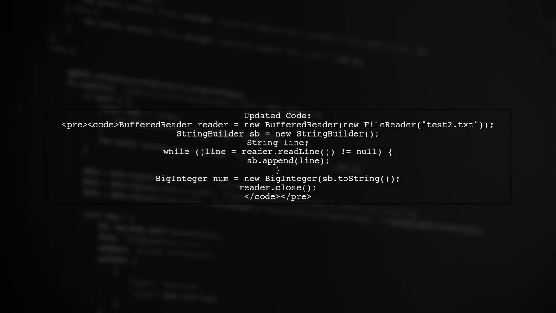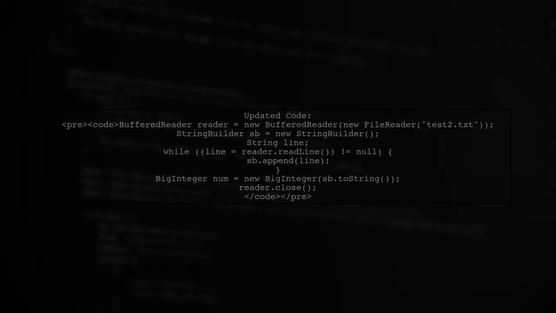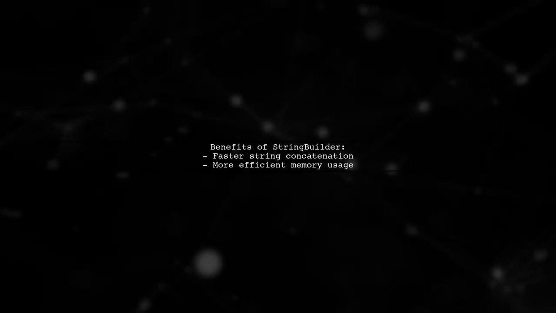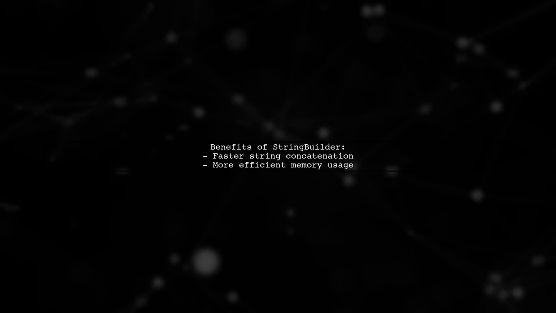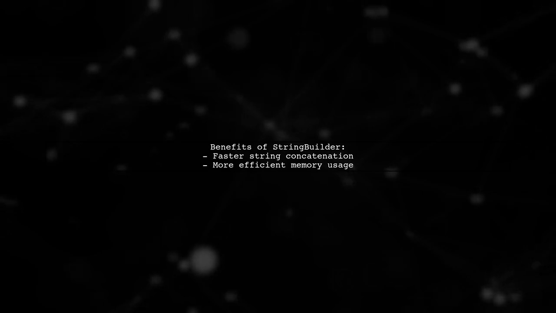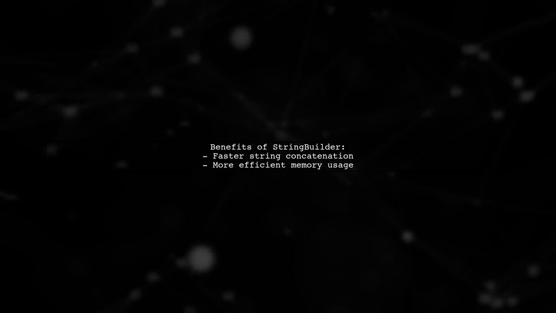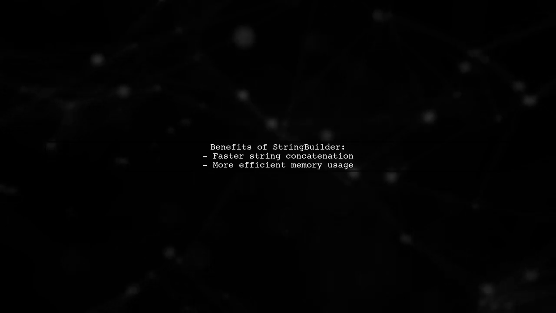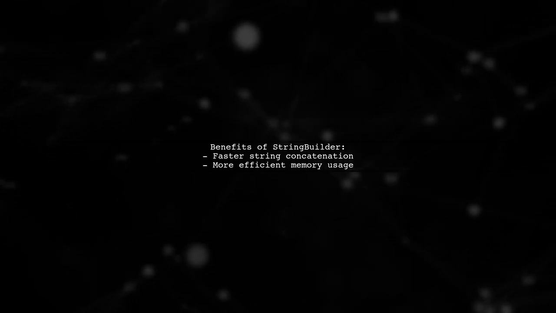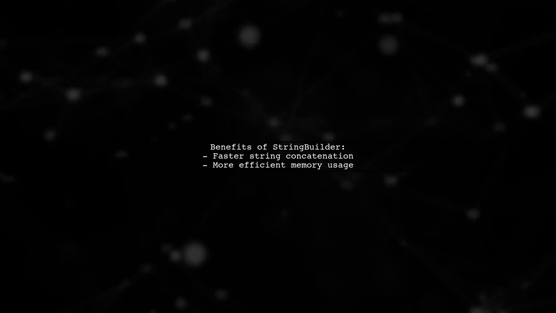Let's modify the code to read the file line by line and append each line to a string builder. This will help us manage memory better and speed up the conversion process. By using a string builder, we reduce the overhead of string concatenation, which can be slow for large strings. This approach should significantly decrease the time it takes to convert the string to a big integer.